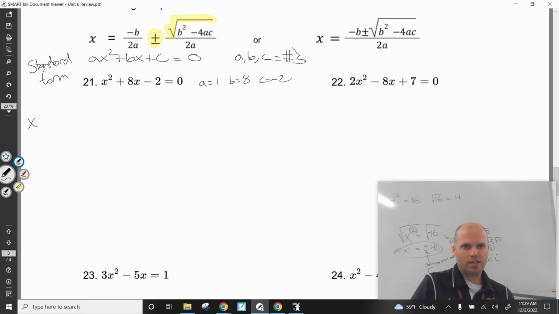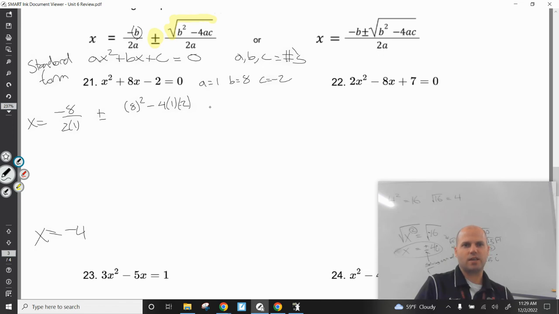Okay, here we go. x equals negative B. You can use parentheses around that. So that's negative 8 over 2 times A. Now I'm going to simplify that, and I get negative 4. Now on the other side, do you remember the square root of B squared minus 4AC? Let's pretend the square root's not there. Don't do the square root yet. Let's do B squared minus 4AC first.